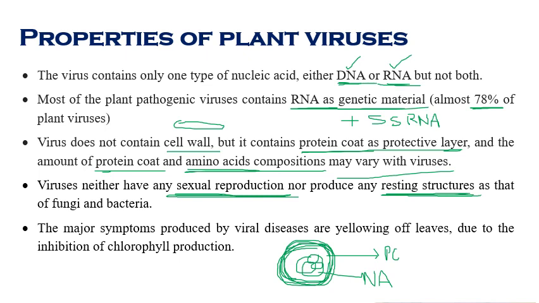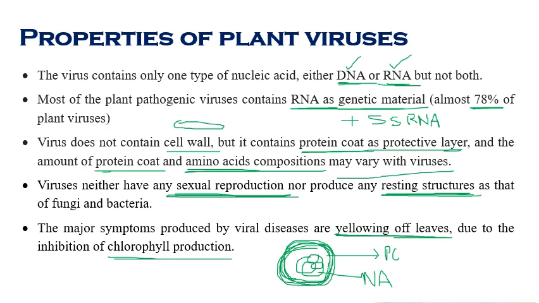The majority of the symptoms produced by viral diseases are yellowing, that is mosaic. Mosaic is the most common and general symptom produced by plant viruses, that is yellowing of leaves due to the inhibition of chlorophyll production. After the virus enters the host plant system, the first thing that happens is the inhibition of chlorophyll production.